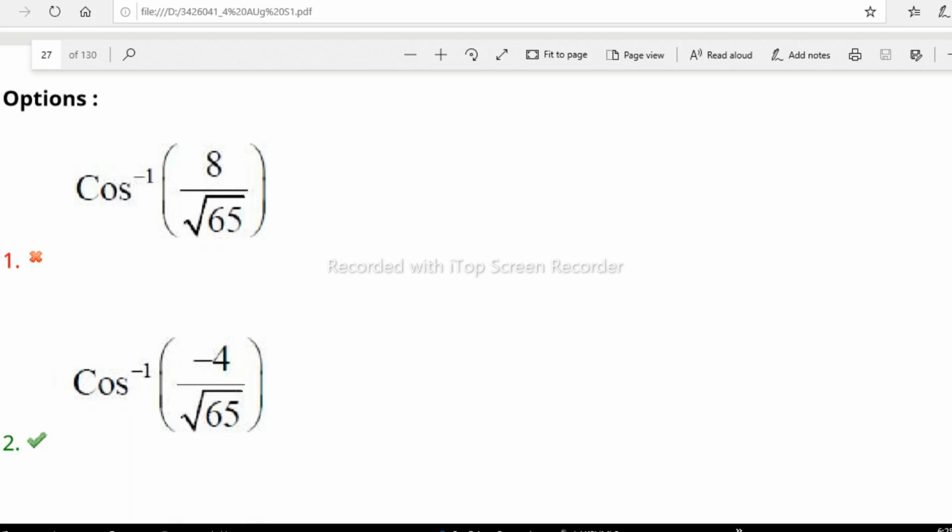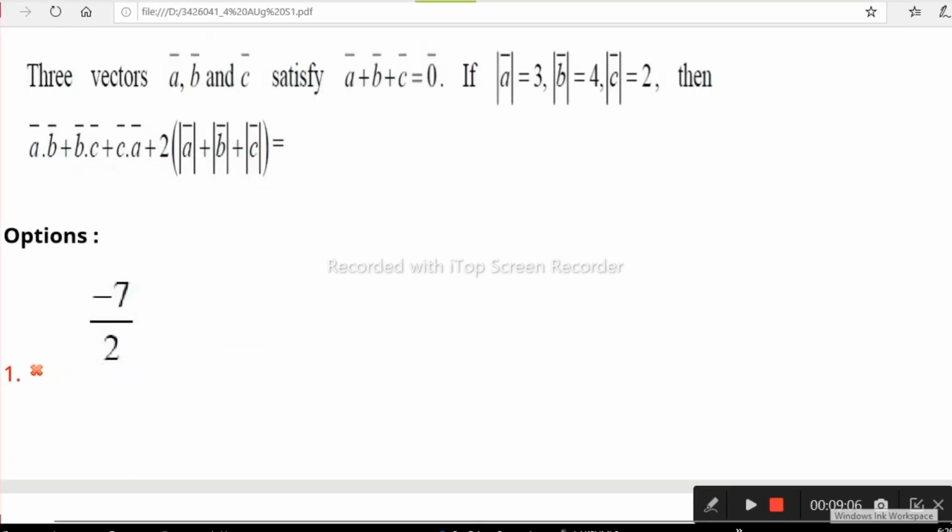Now look at the next question. Look at this question. Given that three vectors a, b, c satisfy the equation a plus b plus c is the zero vector, and also given that mod a, mod b, mod c values are 3, 4, 2 respectively. Then we have to find a dot b plus b dot c plus c dot a plus 2 times the summation of mod a, mod b, mod c.